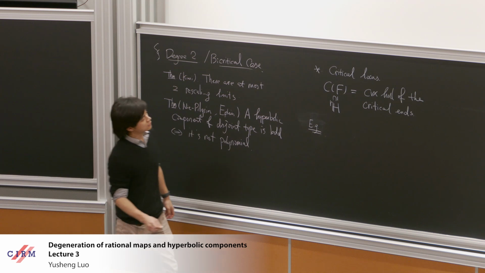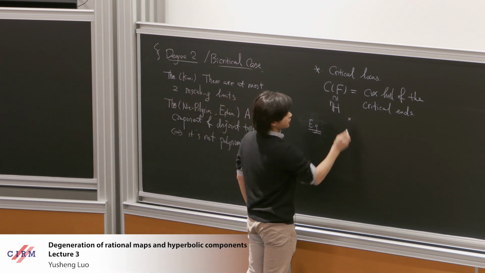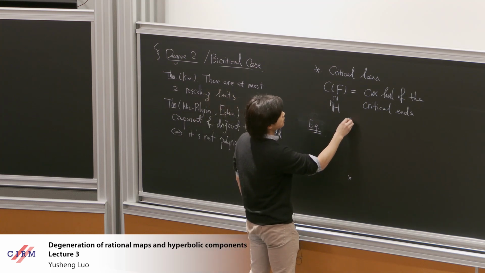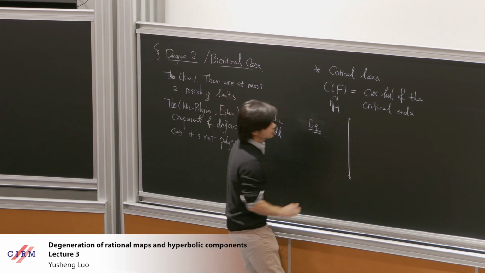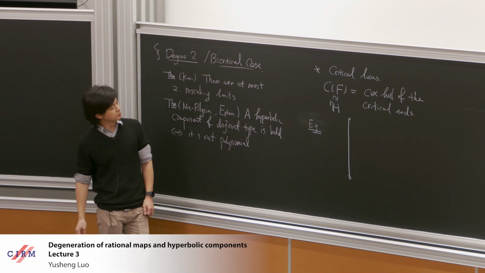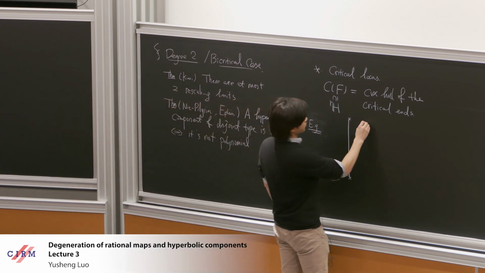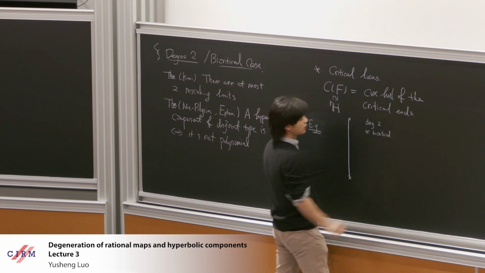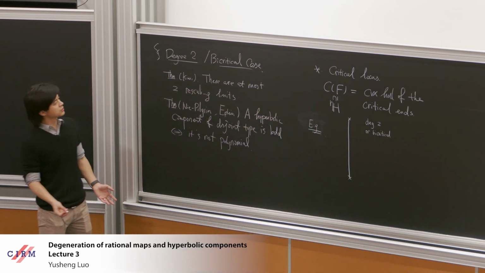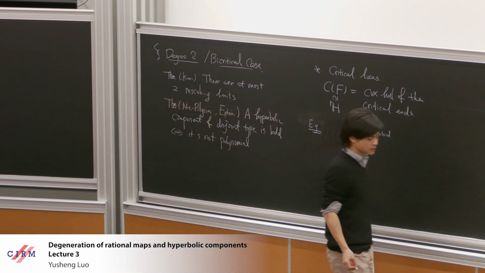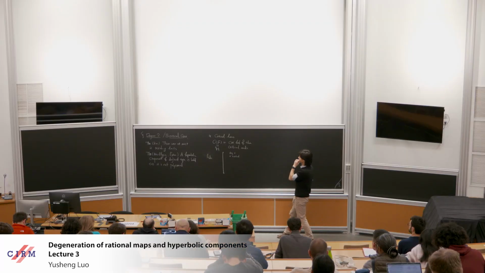So for example, in degree 2, there are only 2 critical points at the end. So the critical locus here is really this bi-infinite geodesic connecting the 2 ends. So this is both in the degree 2 case or in the bicritical case. And that is very important in our understanding about these limiting dynamics, because we can understand the dynamics on this critical locus very well.